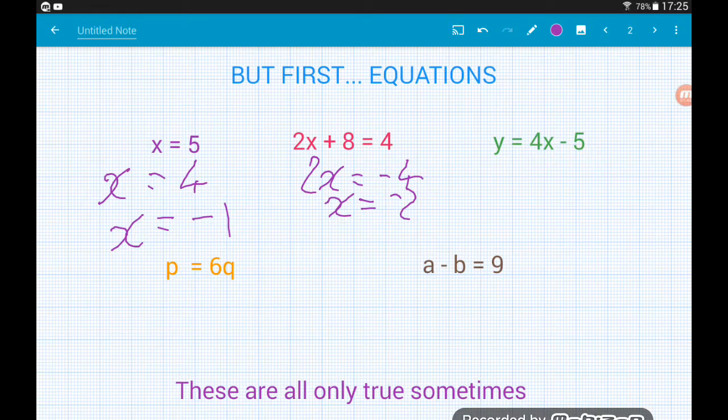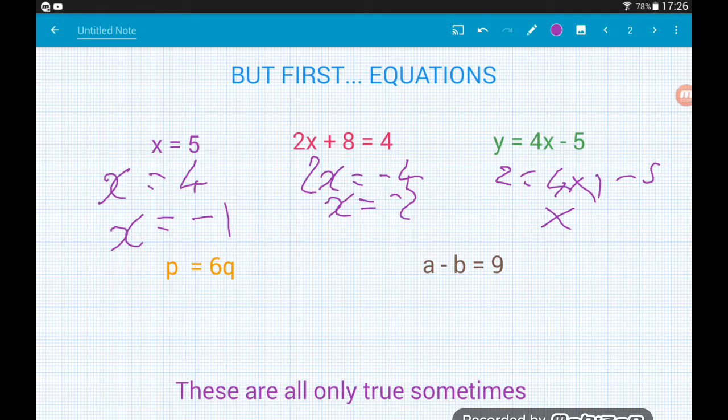If we look at this chap on the right, y equals 4x minus 5, that will only work for certain values of y and x. It won't always be true. So let's say we substitute in here x equals 1 and y equals 2, then we would be saying that 2 is equal to 4 times 1 minus 5, which isn't right. So there will be values that satisfy that equation, but it's not true for every value. We've just shown that.